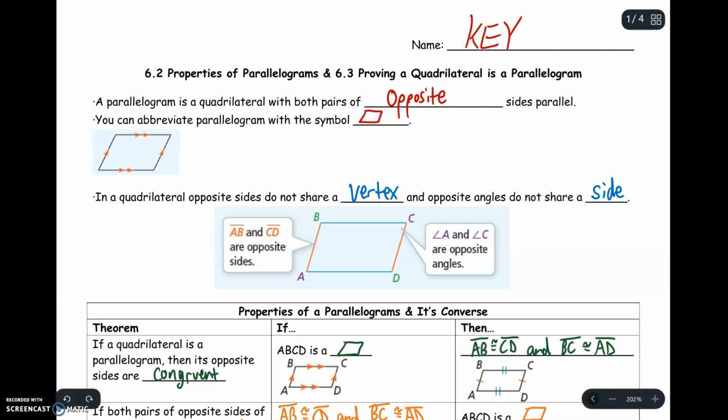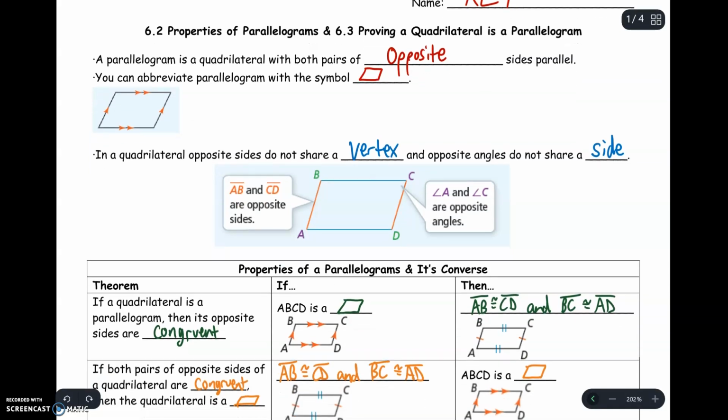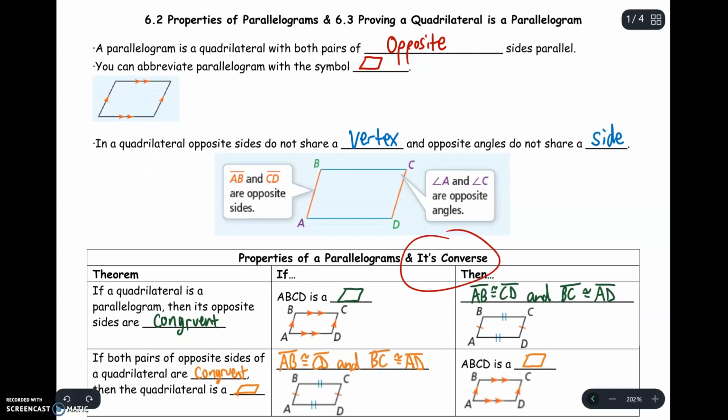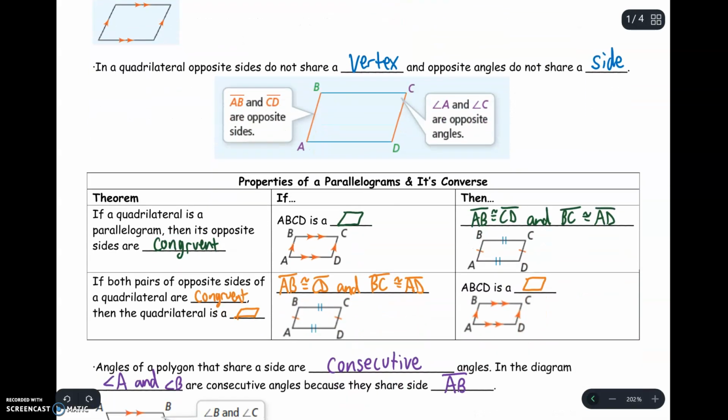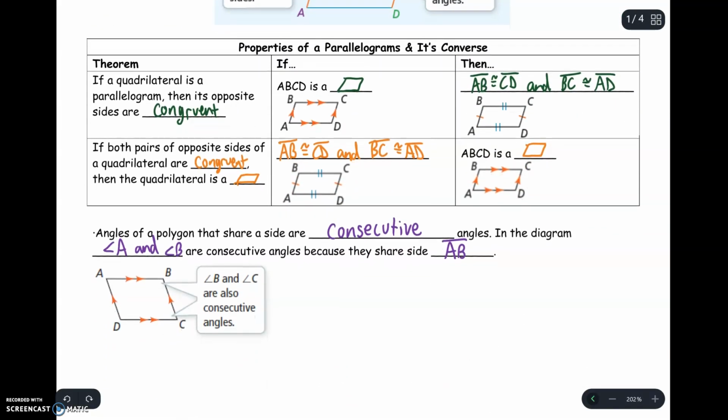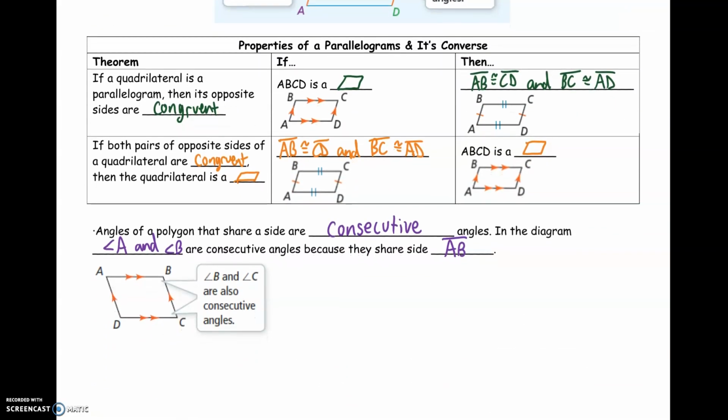Notice they don't all four have to be congruent to each other, but I should see two pairs that are congruent. And if I want to reverse that statement, that's what we call a converse. If I want to prove that something's a parallelogram, I could find that both pairs of opposite sides are congruent, and that would prove that we have a parallelogram, because we're just reversing that first property. That's what we talk about in 6.3, proving that something's a parallelogram by finding that it has those properties.